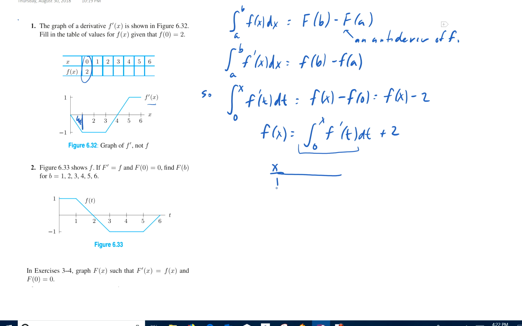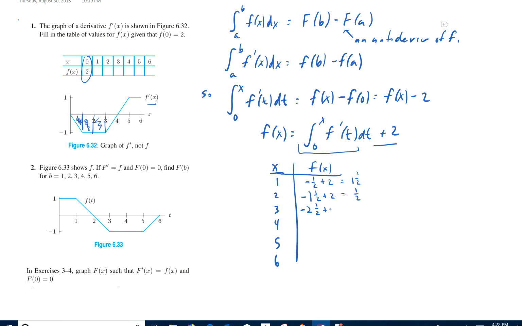So if x is 1, 2, 3, 4, 5, 6. If x is 1, the integral from 0 to 1 is negative 1/2. Okay, so then f of x is going to be negative 1/2 plus 2, which is 1 1/2. At 2, this area is 1, and that's a half, so it'd be negative 1.5 plus 2, which would be 1/2. At 3, it's negative 1, negative 2.5.